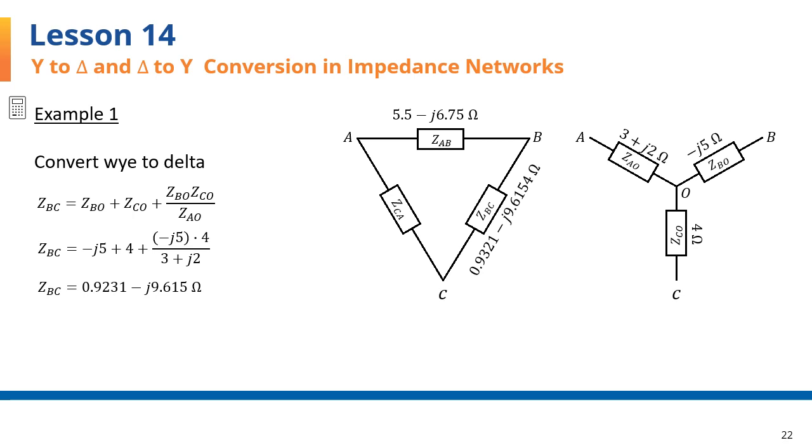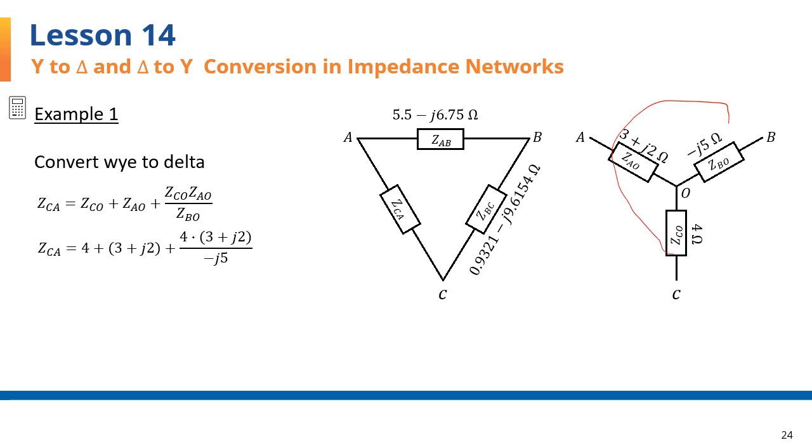And finally, for ZCA equals ZCO plus ZAO plus the product of the two over ZBO. Again, substituting from these impedances on the right hand side into this equation gives us this, which reduces to 5.4 plus J 4.4 ohms, which is the value of ZCA, and I'll write that next to it.